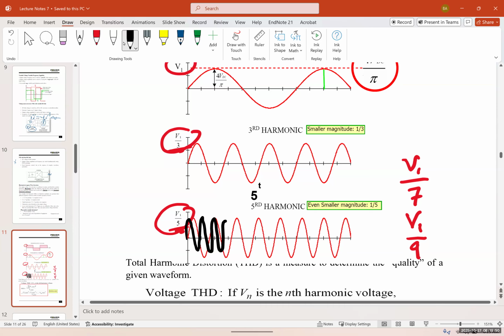Let me show it like this. The seventh harmonic is going to look like this black one. This is going to be the seventh, and the amplitude would be V1 over 7.